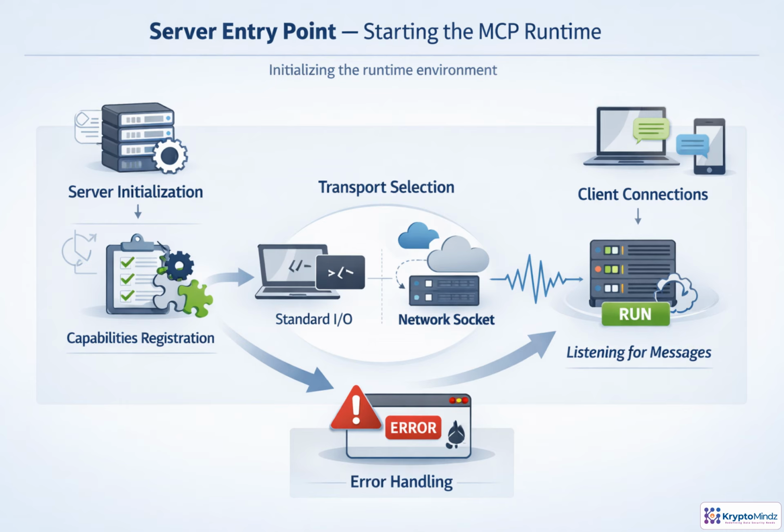The entry point is the runtime's assembly step. It loads configuration, creates the MCP server, and registers every tool and capability the client should be able to discover. Registration must happen before listening starts. Otherwise, the client may see an incomplete server. Next, the entry point attaches a transport. For local development, standard input and output are often enough, while deployed systems may use sockets or another channel. Finally, it starts the loop and waits for messages. Keep this file thin, and if startup fails, fail fast with clear diagnostics.